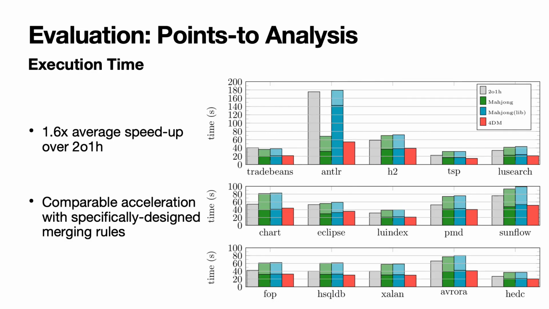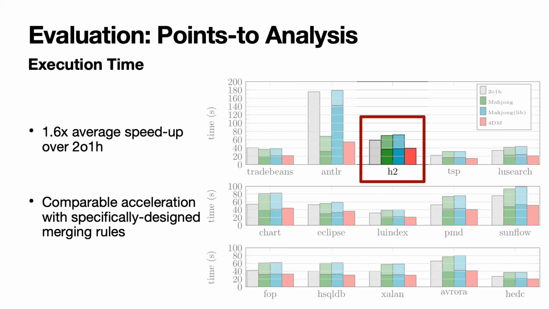Now we show our results on points-to analysis in detail. First is execution time. We focus on the results on project H2. The gray bar is the standard 2-object sensitive plus 1 heap points-to analysis. The green bar is the execution time of Mahjong, and the blue bar is of its variant on library. The light color parts in green and blue bars represent the time consumption of program pre-analysis. At last, the red bar represents the execution time after applying our data-driven heuristics.